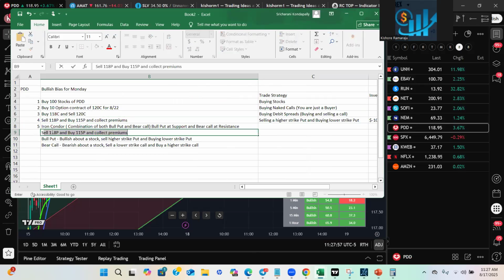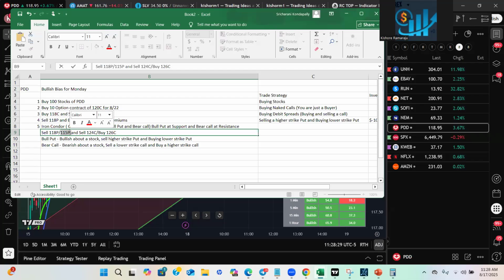Here you are doing, like, sell 118 put and buy 115 put, and sell 124 call, buy 126 call. That means you have two different legs. One is the bull put, one is the bear call. So you are thinking that PDD will stay between 118 and 124. It will not go above 124. It will not go below 118.